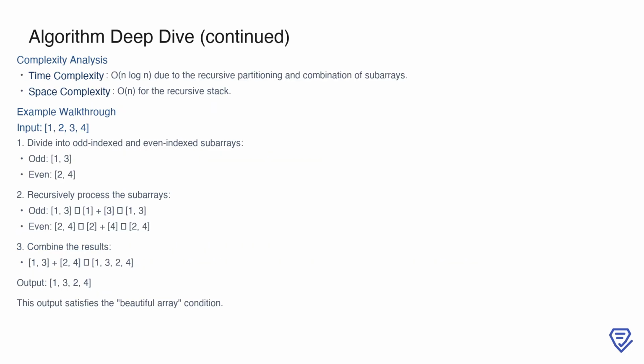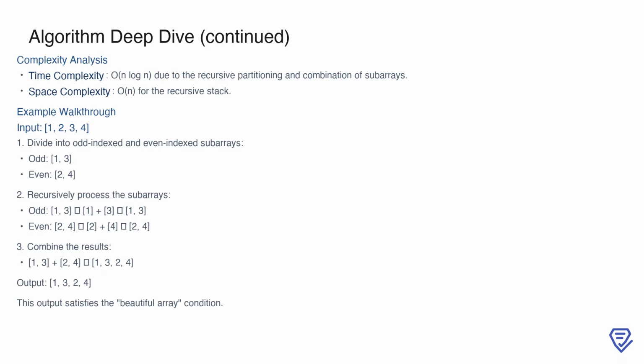In terms of complexity, the divide-and-conquer algorithm achieves a time complexity of O(n log n), thanks to the recursive partitioning and combination of subarrays. The space complexity is O(n), as the recursive stack grows in proportion to the depth of the recursion. To solidify our understanding, let's walk through an example.